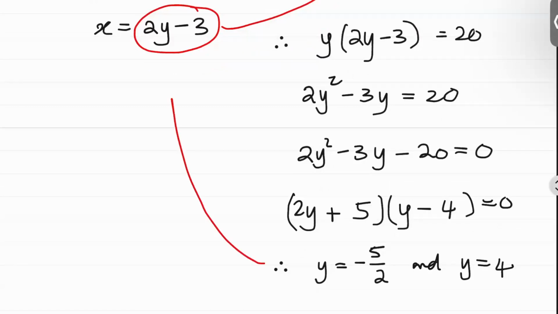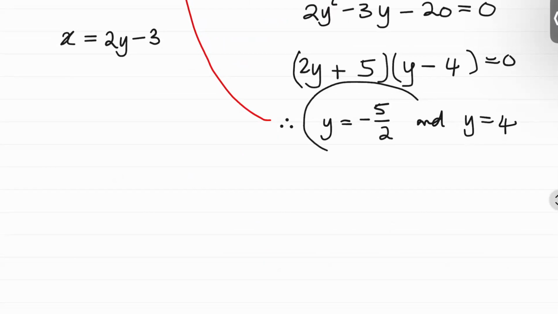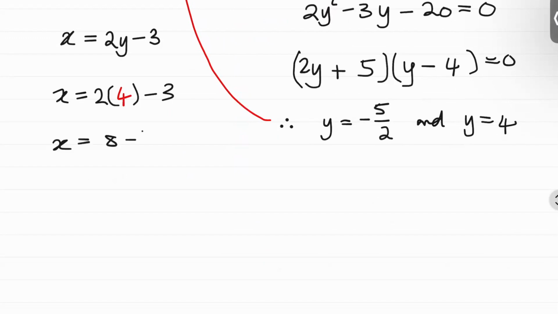Let's substitute these answers back into the equation that we started with, which was x is equal to 2y minus 3. So plug in either y value, so either this one or that one, doesn't really matter. In fact, you have to plug in both. So let's do the 4 first. Okay. 2 times 4 is 8, and 8 minus 3 is 5. Okay, so as coordinates, you want to write down where x is 5, y is 4. Like that.